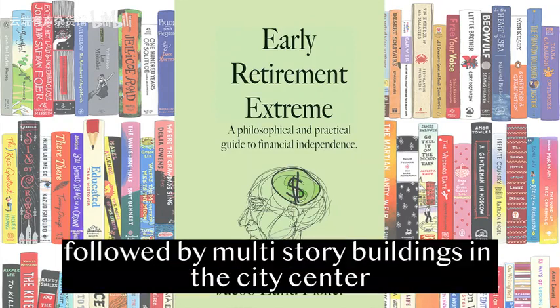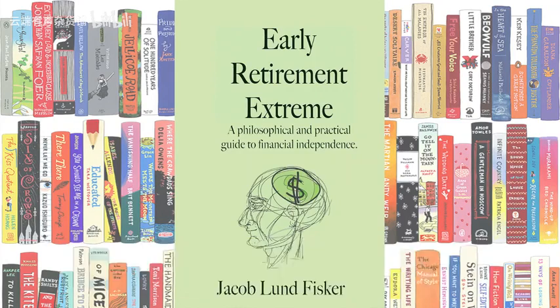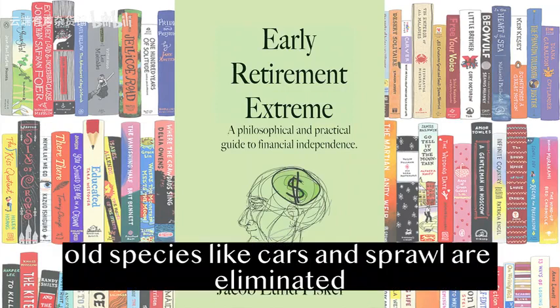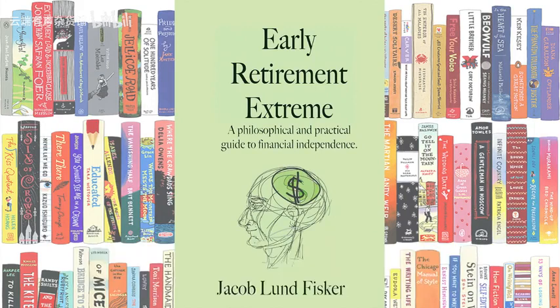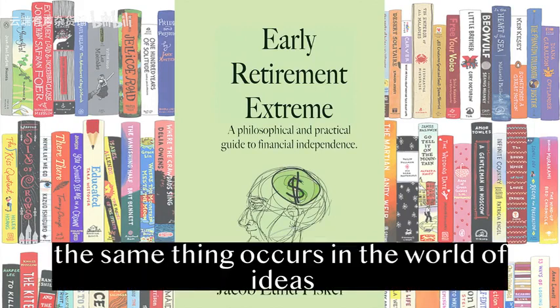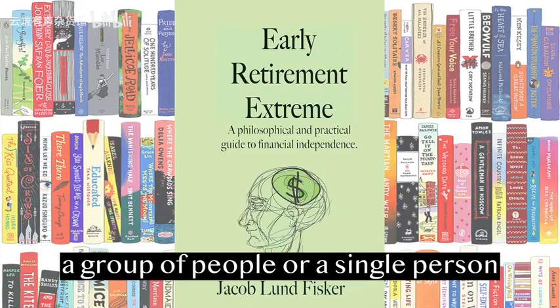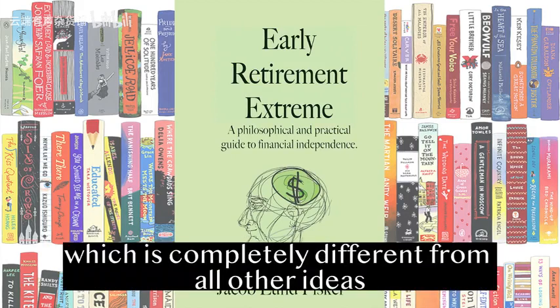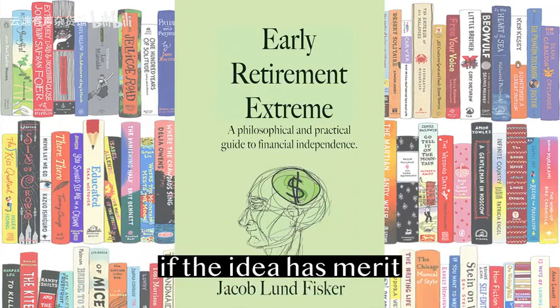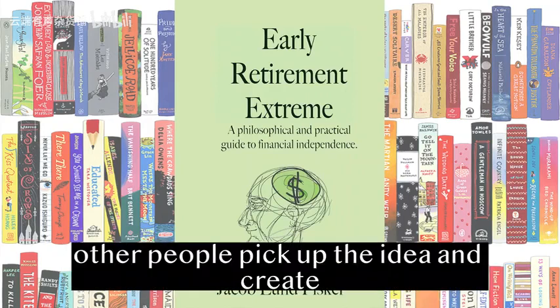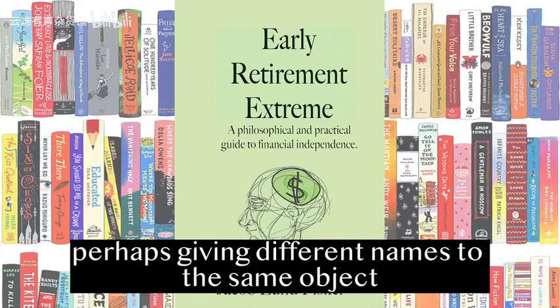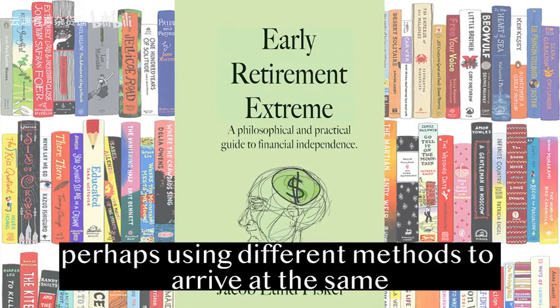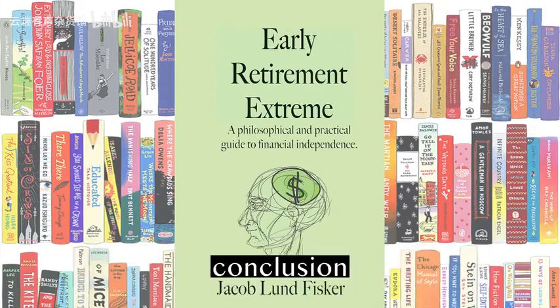Sidewalks appear, followed by multi-story buildings in the city center. As the succession proceeds, old species like cars and sprawl are eliminated, eventually leading to the climax community of a city. The same thing occurs in the world of ideas. A group of people or a single person get a bright idea, which is completely different from all other ideas. If the idea has merit, other people pick up the idea and create their own personal variations on the idea, perhaps giving different names to the same object, or perhaps using different methods to arrive at the same conclusion.